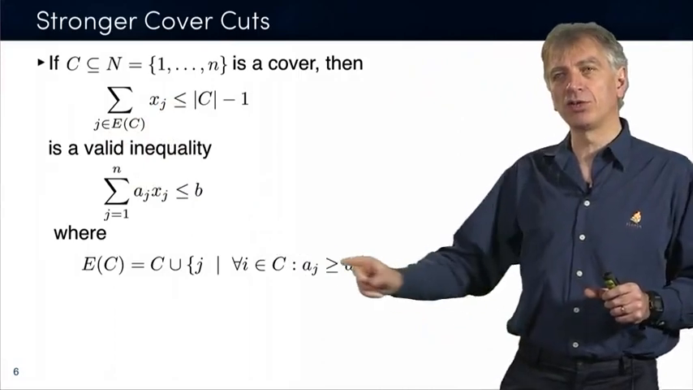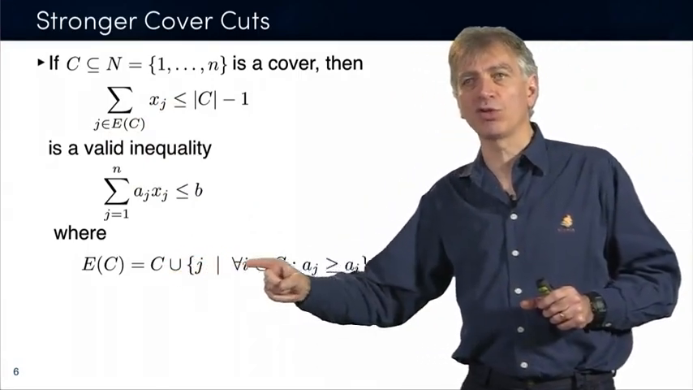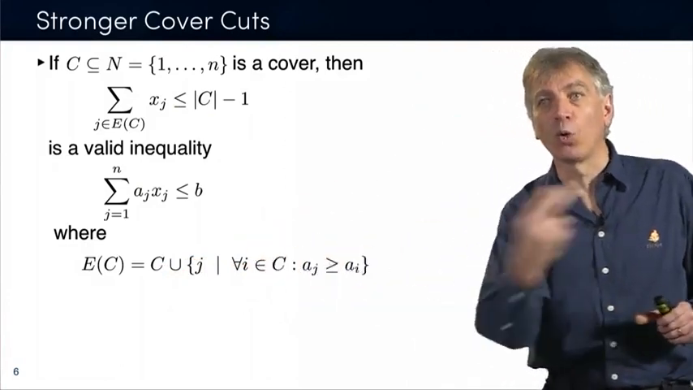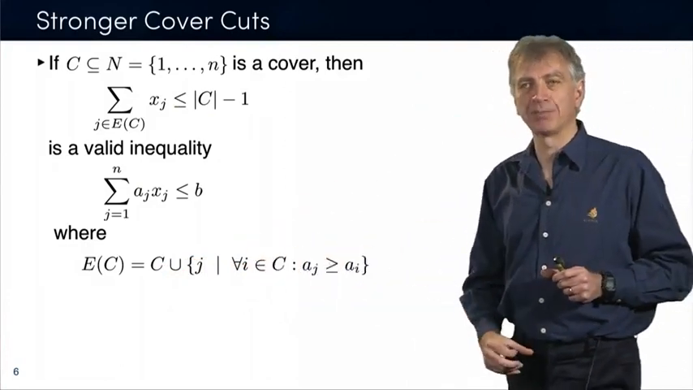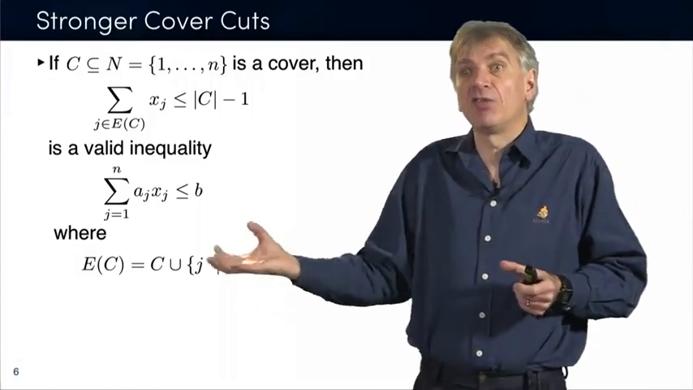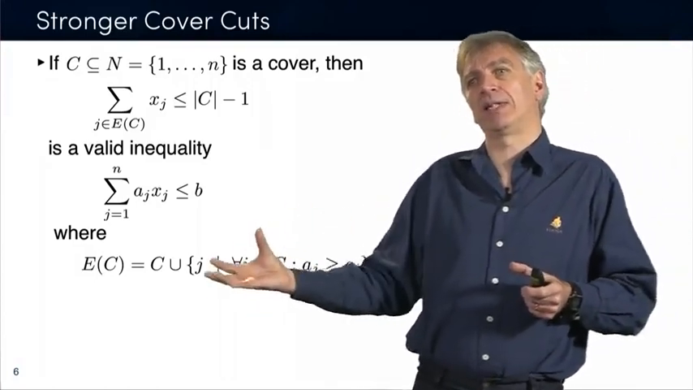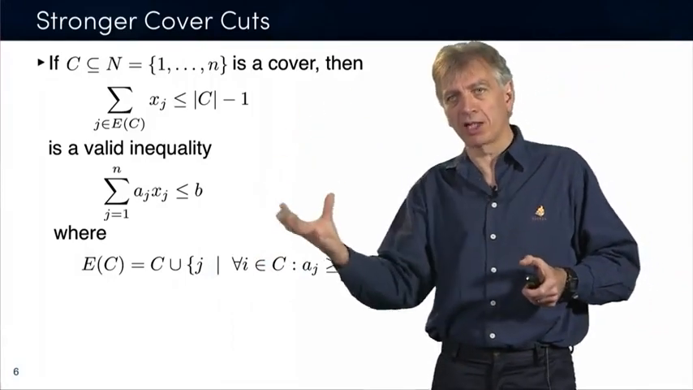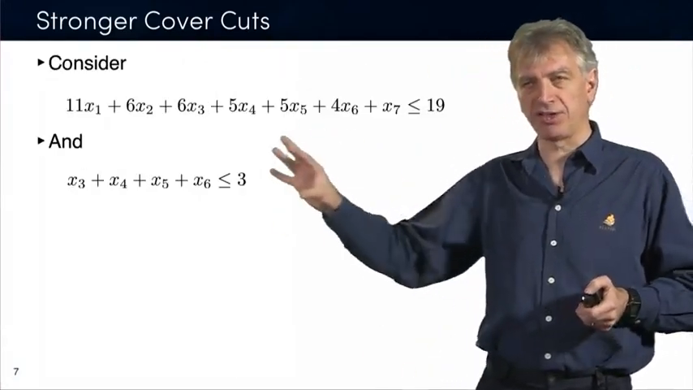What you do is you take obviously C, but also all the other variables whose coefficient is greater than all the coefficients of C. So by definition, the cut will be stronger. Let me show you an example. It's easier on an example.